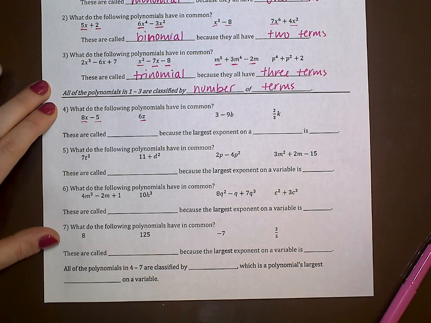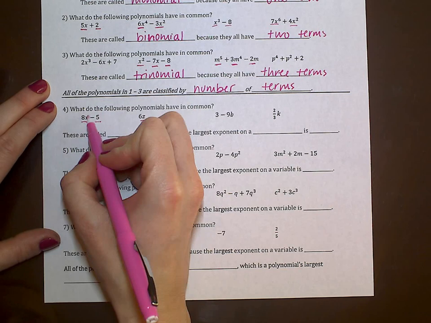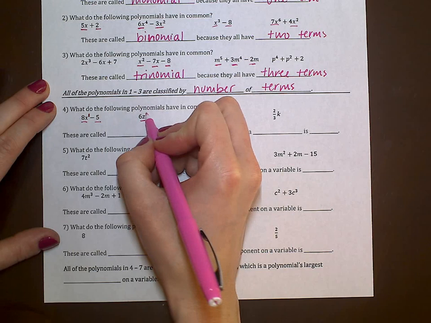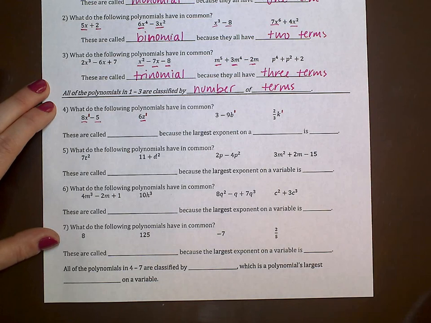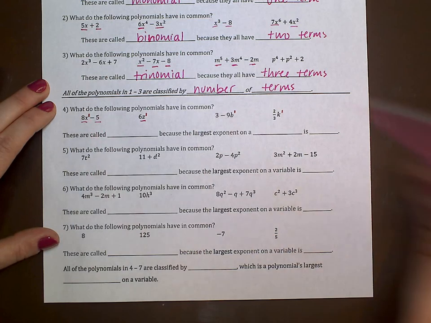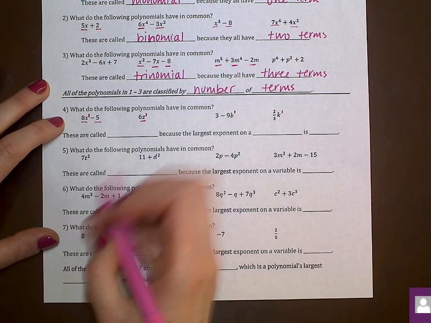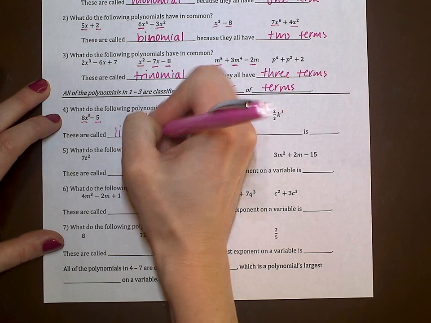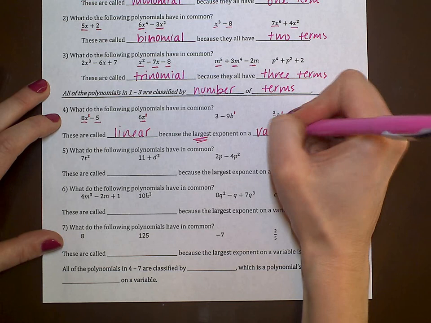So if I look a little bit closer here, 8x minus 5. Well, this x, I know that it has an exponent, and if they don't write it, it's a 1. Same thing with 6z. The z has an exponent of 1. The b, the k, they all have an exponent of 1. And that's what they have in common. The highest exponent, there's only 1 in these cases. There's only one z or one x in each example. So the highest exponent is a 1. Therefore, these are called linear because the largest exponent on any variable is just a 1.